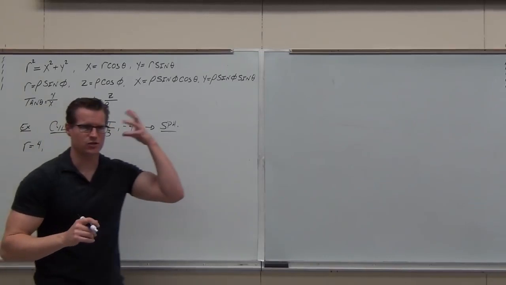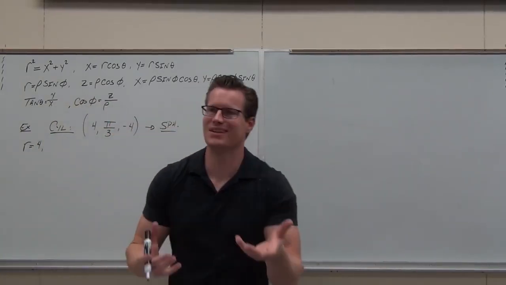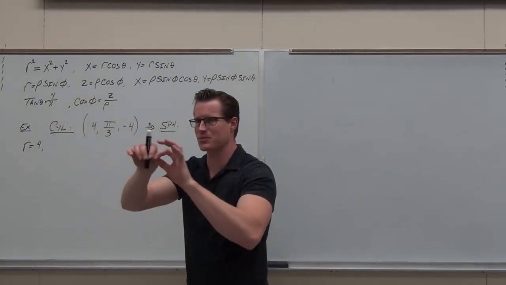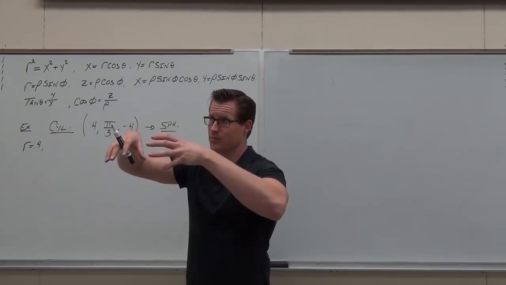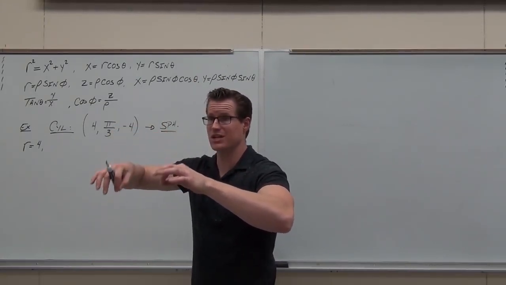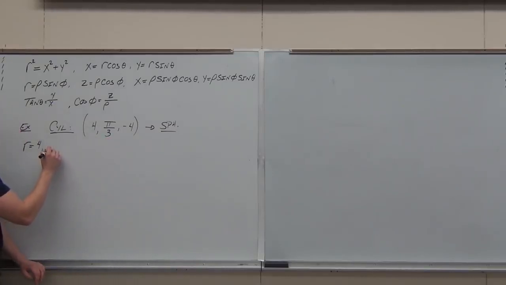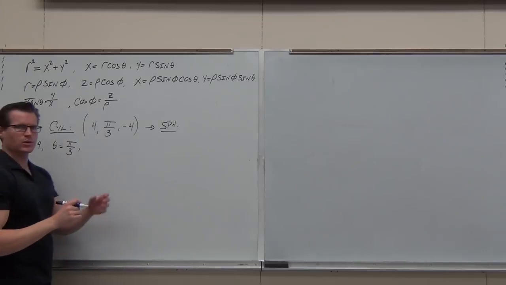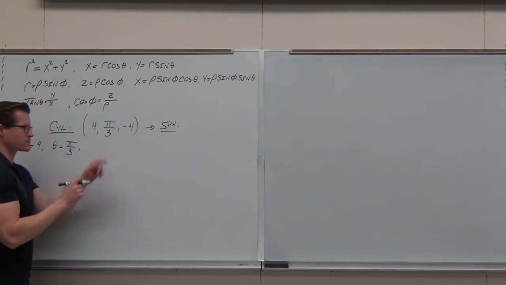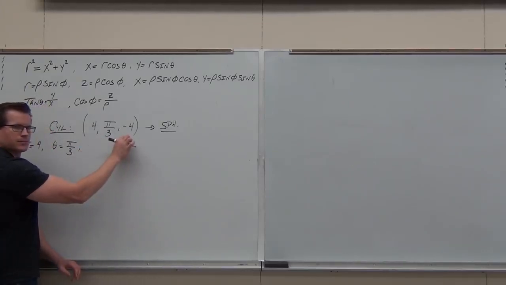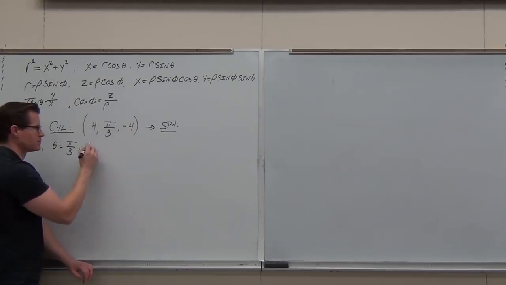What is that 4? That's an R. Are you guys making that shift in your head? That's an R because I have cylindrical. That's the R, the projection of the distance from the origin to the point, the distance from the origin to the projection of the point on the XY plane. What's that? Theta. And since we are in cylindrical, what's that? We're in cylindrical, so that is still Z.